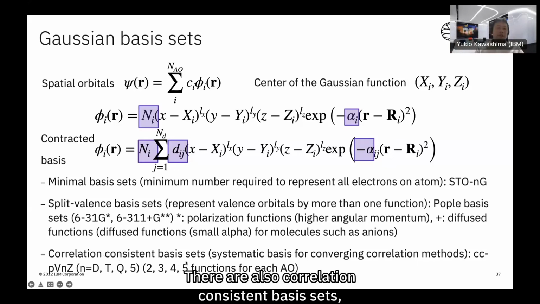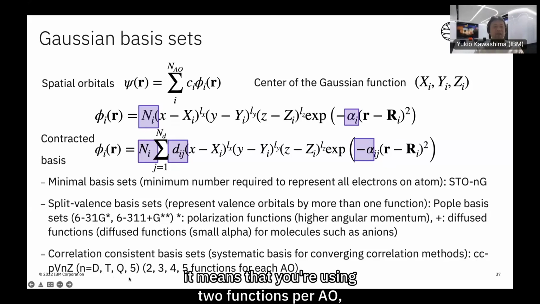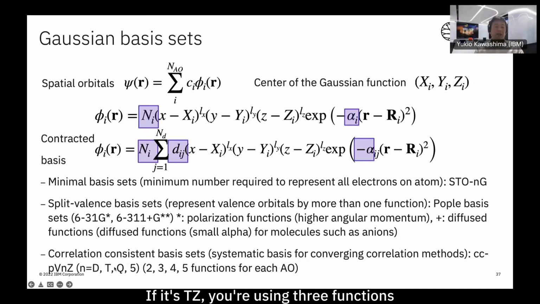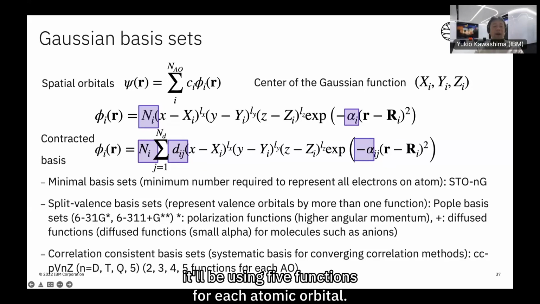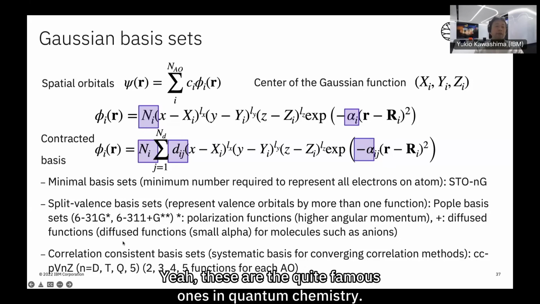There are also correlation consistent basis sets, which are systematic basis sets for converging correlation methods to get very accurate results. The famous ones are the cc-pVXZ. What cc-pVXZ means is, if it's D, cc-pVDZ, it means that you're using two functions per AO, atomic orbital. If it's TZ, you're using three functions for each atomic orbital. If it's QZ, it'll be four. And if it's p5Z, it'll be using five functions for each atomic orbital. These are quite famous ones in quantum chemistry.